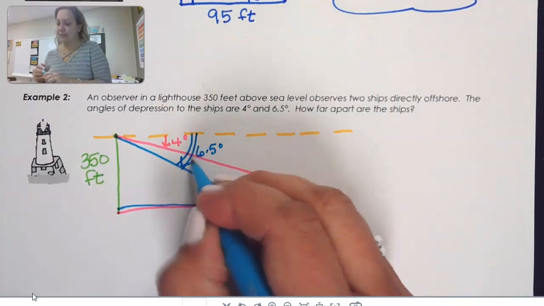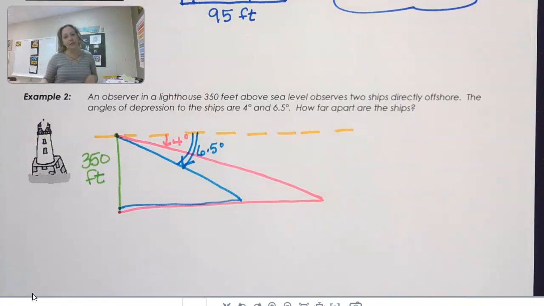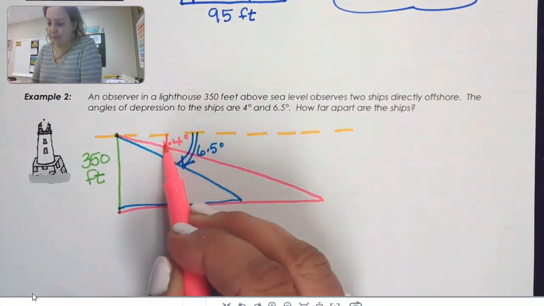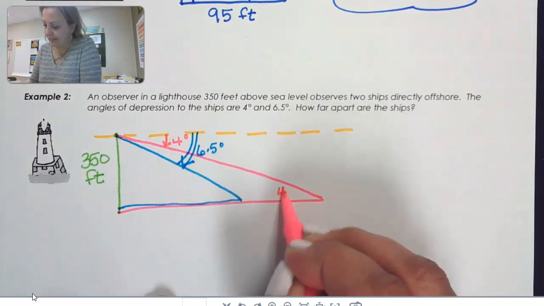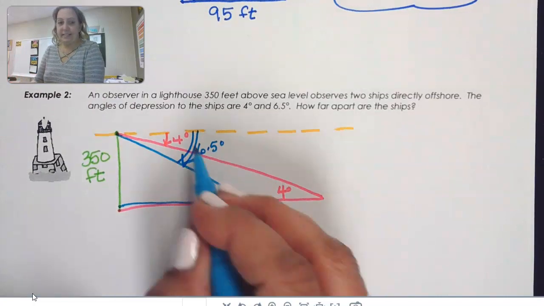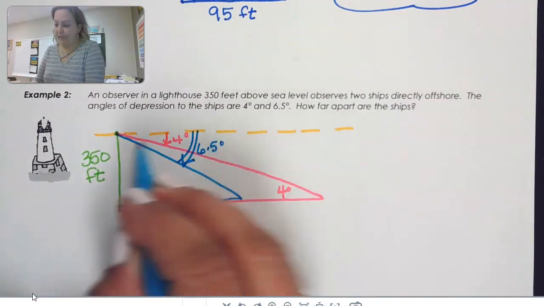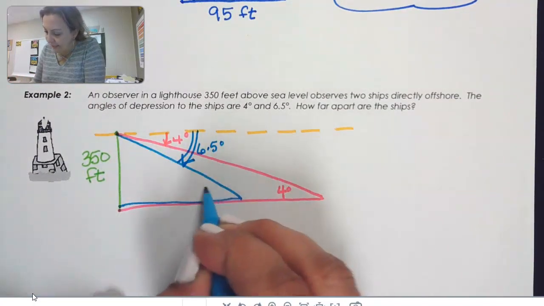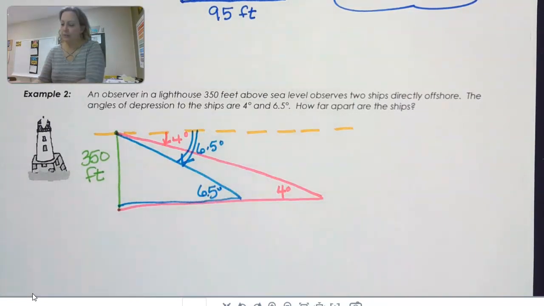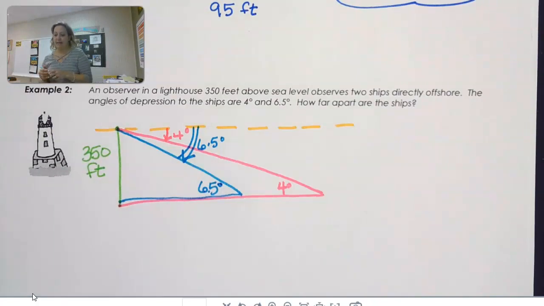I'll do this just to show you. Now, that isn't super helpful in each triangle, but remember that the angle of depression is the same as the angle of elevation. So that means that if this angle is 4 degrees, then this angle is 4 degrees. And if this angle is 6.5 degrees, then this angle is 6.5 degrees. So that's kind of nice that we have that.